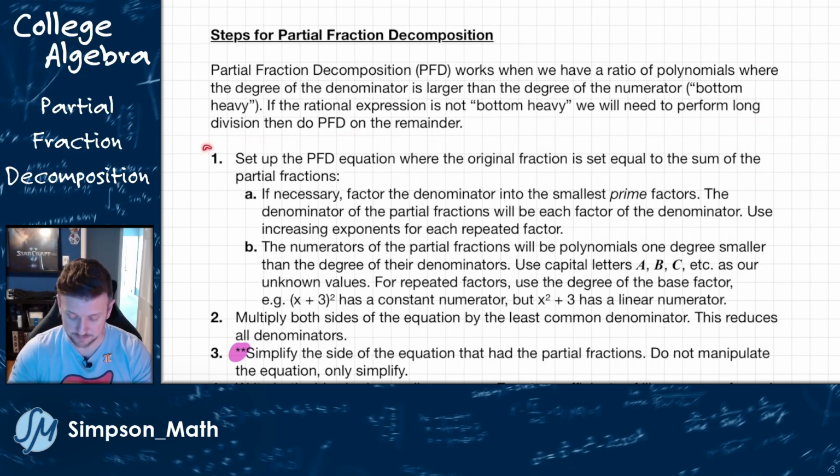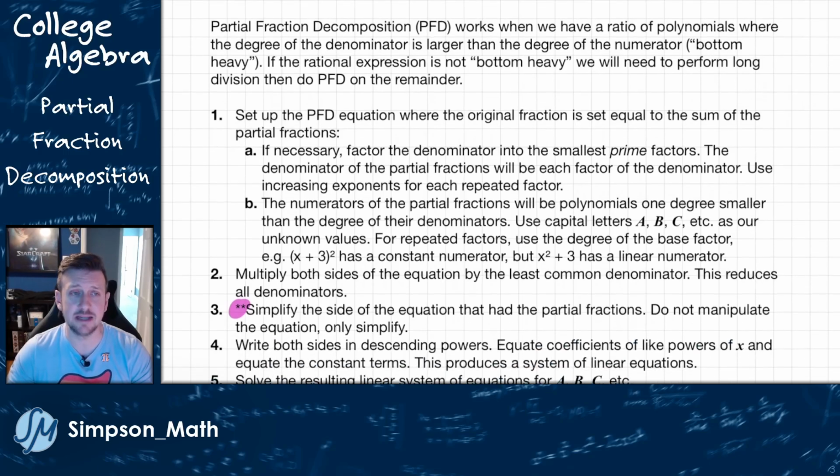Then, step 1 basically is to set up the partial fraction decomposition. That's what I'm abbreviating PFD for. We're going to set up the PFD equation where the original fraction is set equal to the sum of the partial fractions. The original fraction can be the factored version. That's cool. One note is, notice I'm going to be factoring the denominator if we need to.